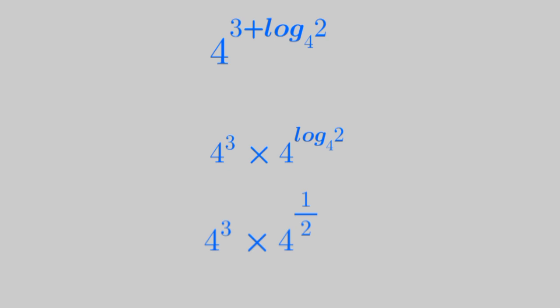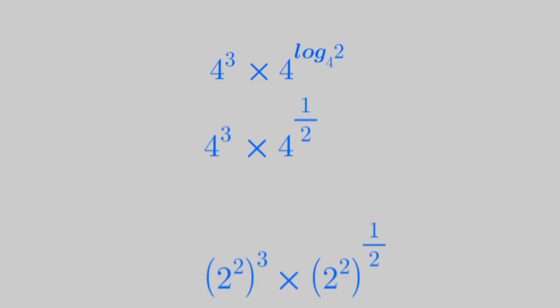Now 4 itself, as we said before, can be written as 2 raised to the power of 2. So when we do that, we'll be left with 2 raised to the power of 2 all raised to the power of 3 multiplied by 2 raised to the power of 2 all raised to the power of 1 all over 2. Now, when we multiply on the left hand side, we will have 2 raised to the power of 2 raised to the power of 1 all over 2. Now, using the laws of indices, 2 will be multiplied by 1 all over 2. So, this 2 is going to cancel this 2.